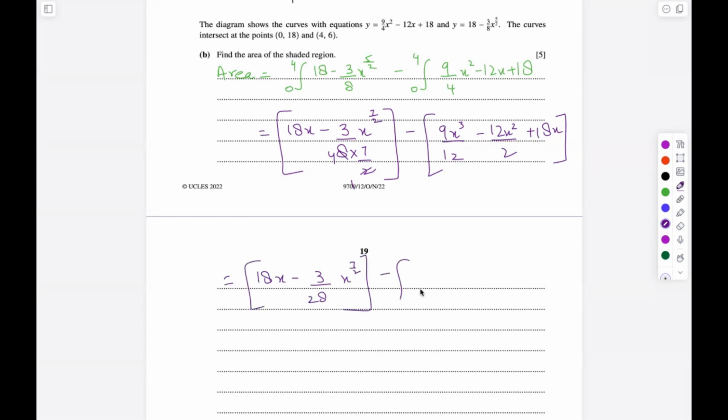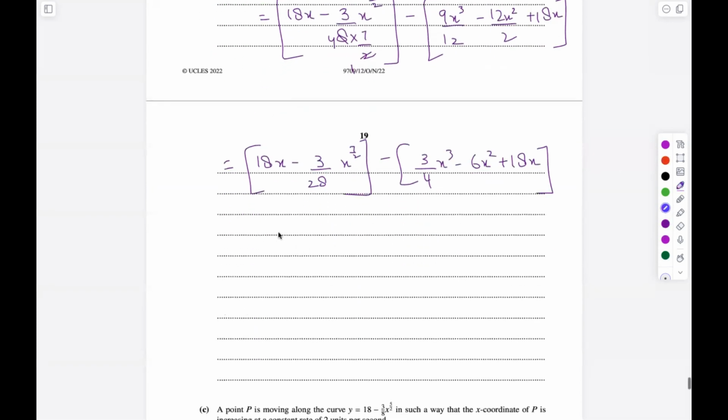We can simplify this to write it as 3 upon 4 x to the power 3, and this will become minus 6x squared plus 18x. Now substituting x equals 4 as it is the upper limit, this will become 18 into 4 minus 3 upon 28 into 4 to the power 7 upon 2. And if we substitute x equals 0 in both of the terms, it will become 0. So the difference will be 0, so we will just use the value of 4.